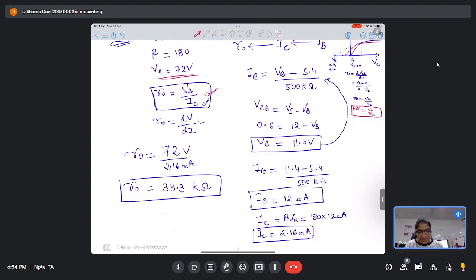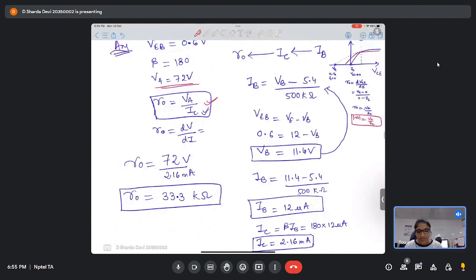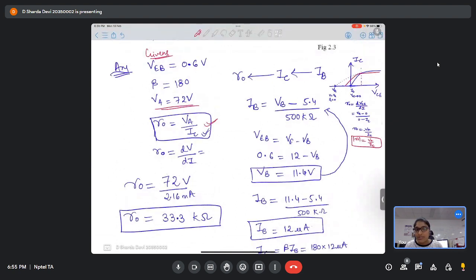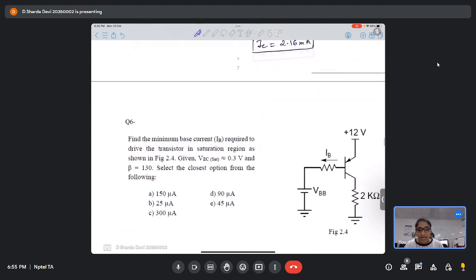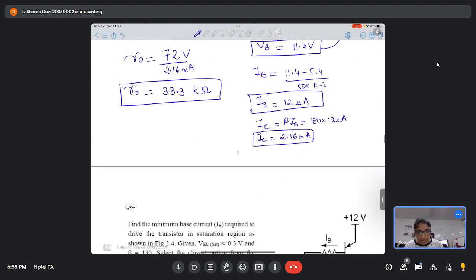But basically, how you solve a problem depends on what the given values are. If VA was not given, I would have never thought of this idea of solving the output resistance using VA. So it comes out from the givens. It generally gives you the direction on how to solve a problem. So is this clear to everyone, whatever we have done till now, how we found out R naught? Yes, ma'am.